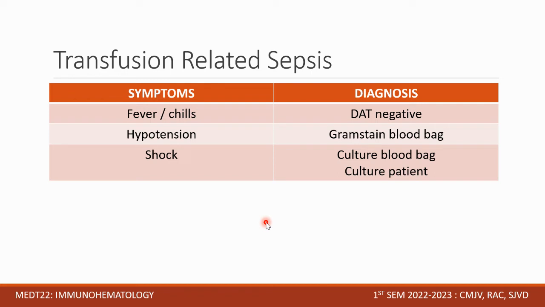Okay. So for the symptoms, you have fever, chills, hypotension, and shock, as nabanggit ko kanina. Okay, for the diagnosis, this is DAT negative. Okay, DAT negative siya. Okay, you can gram stain the blood bag. Okay, or kaya culture natin yung blood bag. Or kaya culture ng blood sample ni patient. Okay, that's how we would know or we could confirm that this is bacterially caused yung kanyang naging symptoms.